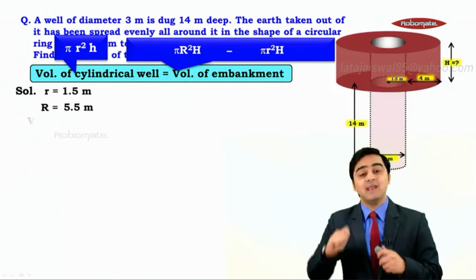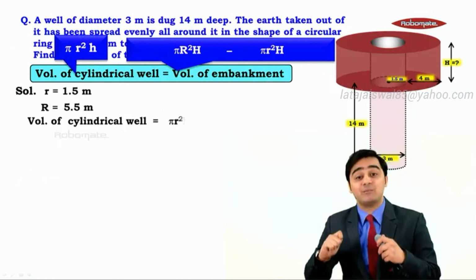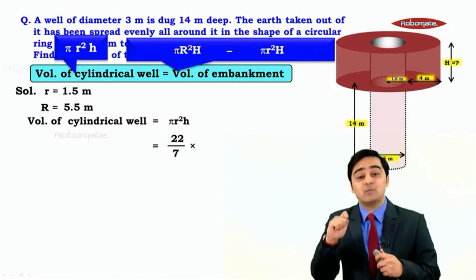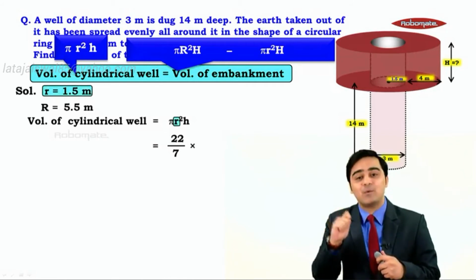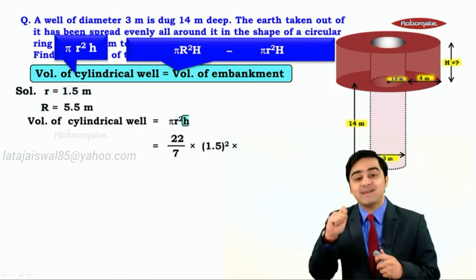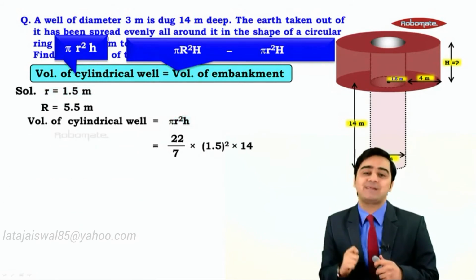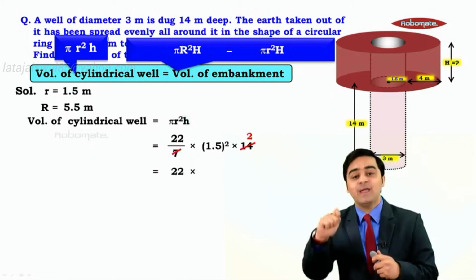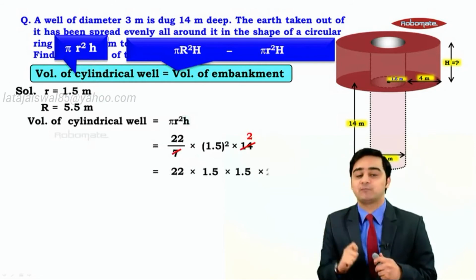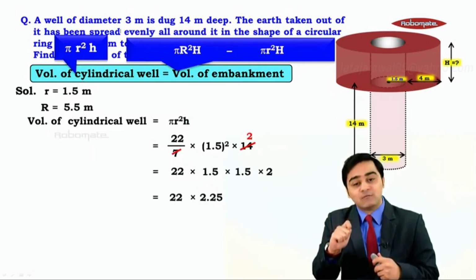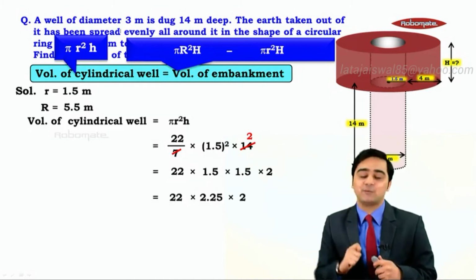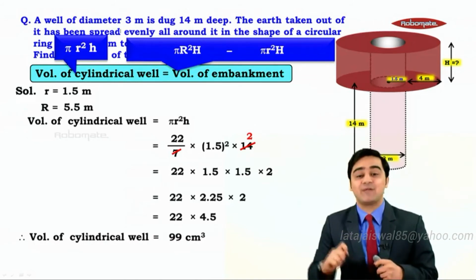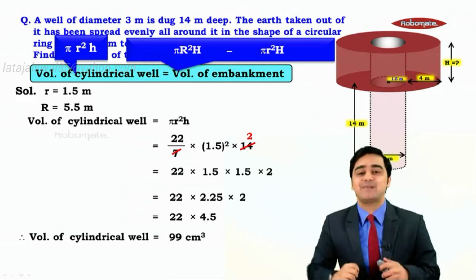Let's proceed further. Let us first calculate volume of cylindrical well and the formula is pi small r square h. Let us substitute the values. In place of pi we can write 22 by 7. Small r, that is the radius of the cylinder, is 1.5. So we'll write 1.5 the whole square. H, that is the height of the cylinder, is given and it is 14 meter. What we can cancel is 7 and 14. It is 7 ones are 7, 7 twos are 14. So it is equal to 22 into 1.5 into 1.5 into 2. Now my dear students, 1.5 into 1.5, yes, it is 2.25 into we have 2. 2.25 into 2 is 4.5 and 22 into 4.5 is 99 meter cube. So we have volume of cylindrical well equal to 99 meter cube.